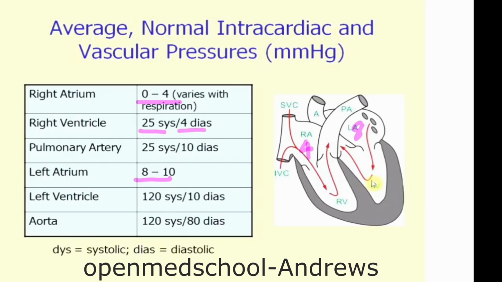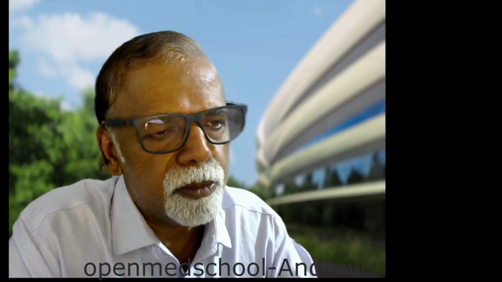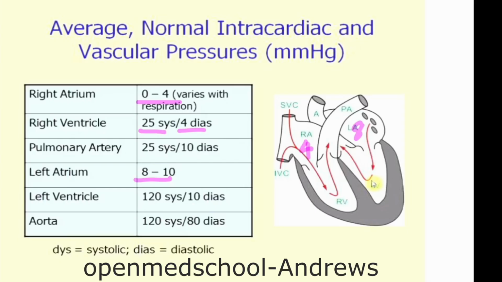You can easily remember that the right atrial pressure is 0 to 4. So right ventricular pressure will be, in diastole 4 and in systole around 25. Once you remember these two, remember the pressure in the pulmonary artery. It is 25 in systole and 10 in diastole. So the diastolic pressure is almost the pressure in the left atrium, and the systolic pressure is almost the same as the pressure in the right ventricle.